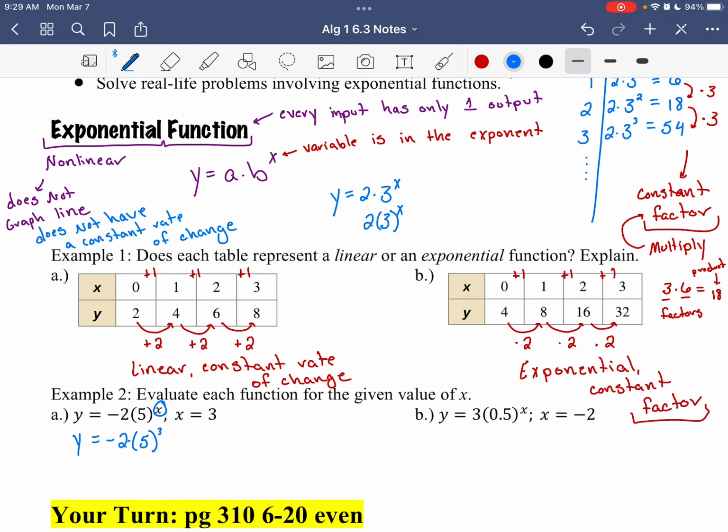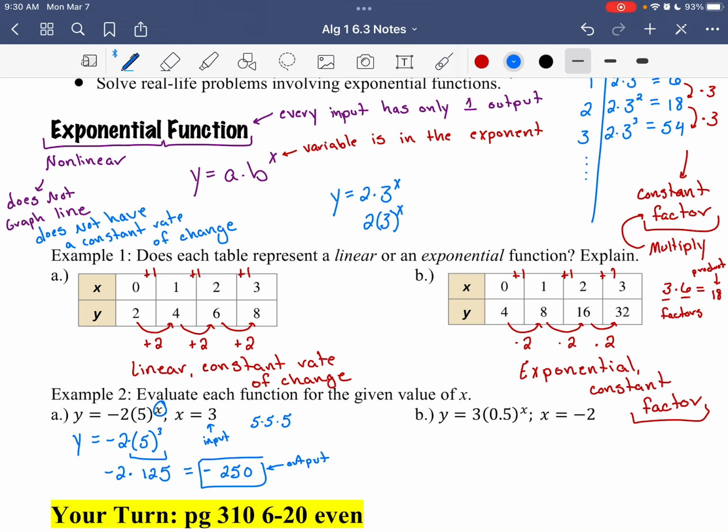That's a times. Order of operations, you have to do exponents before you multiply. So I'm going to have to take the 5 to the third first. So take 5 off to the side. I'm going to take 5 times 5 times 5. Or grab my calculator. 5 times 5 is 25. Times 5 is 125. So I have negative 2 times 125, which gives me a negative 250. So this is saying when I have an input of 3, my output is negative 250. Okay. Let's go ahead and look at another one.